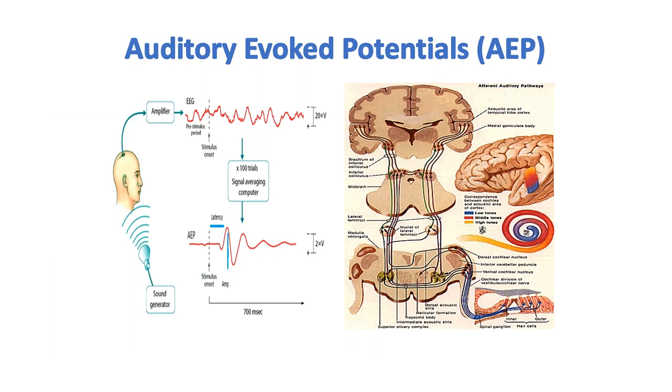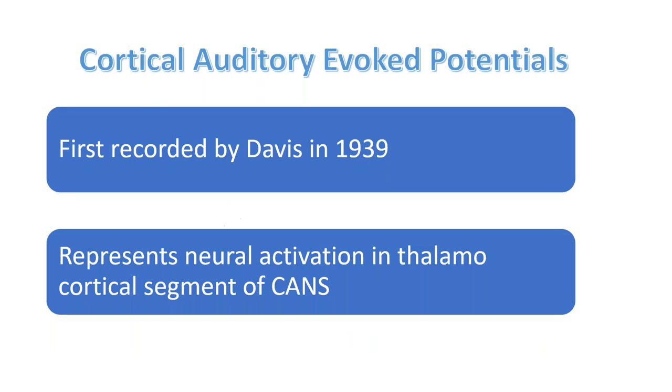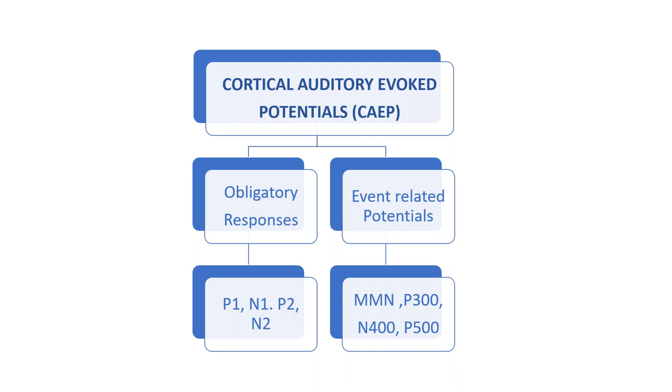So all of you are familiar with auditory evoked potentials, and they can be classified based on the latencies into early, middle, and late potentials. We all know that cortical evoked potentials were first recorded by Davis in 1939, and they represent the activation in the thalamocortical segment. Even though it was the first potential to be recorded, somehow I feel this is not really being used that much. The other potentials like the ABR took over the cortical evoked potentials.